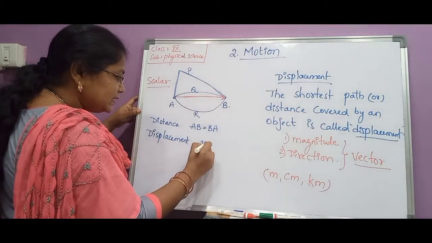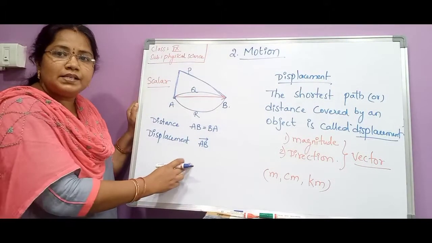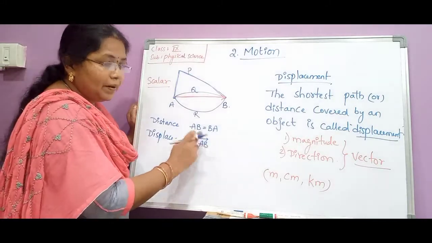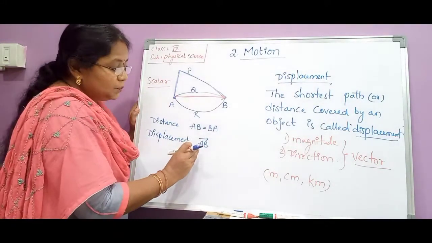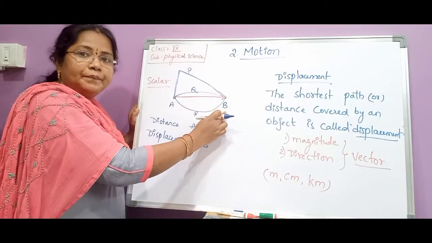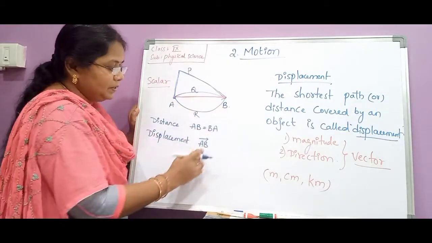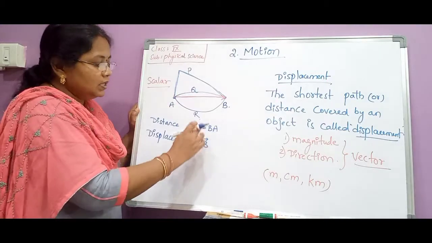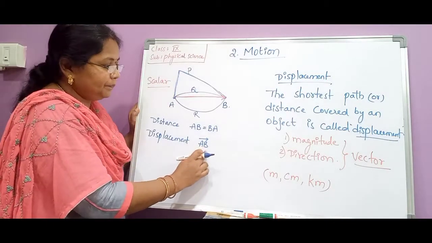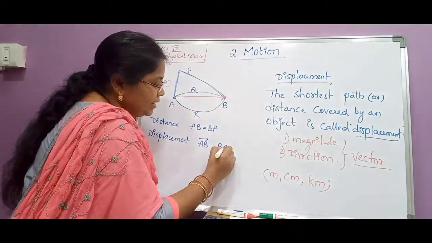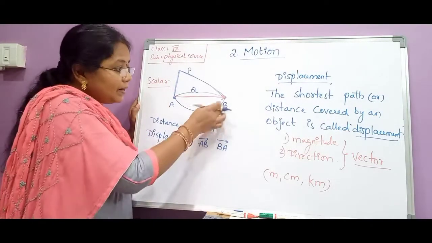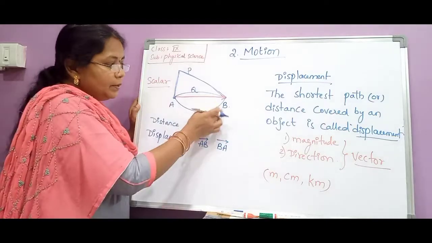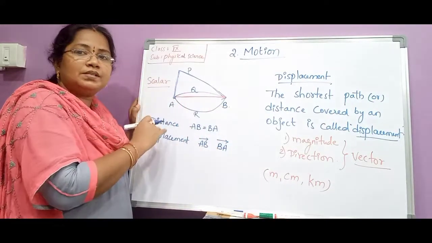it will be represented like this, AB with an arrow mark upon it, because displacement has direction. The arrowhead indicates the object is displaced from point A to point B. Then if I write BA with an arrow mark like this, what does it indicate? The object is displaced from point B to point A. Point B to point A means in the opposite direction it has travelled.